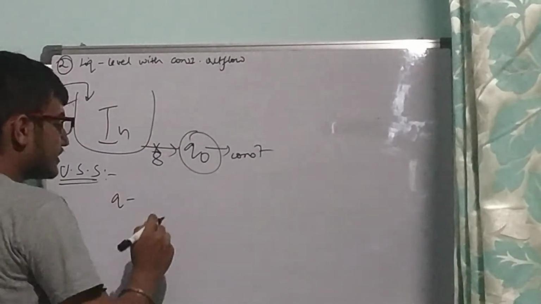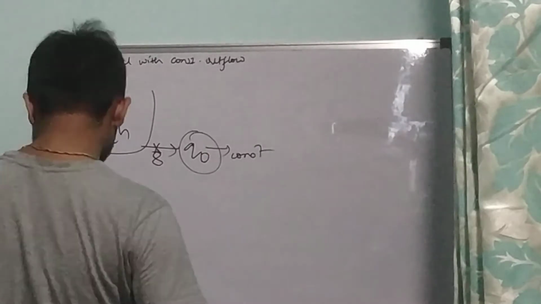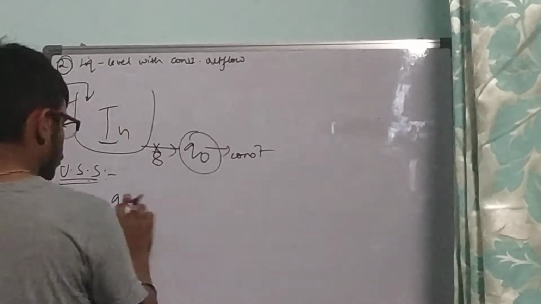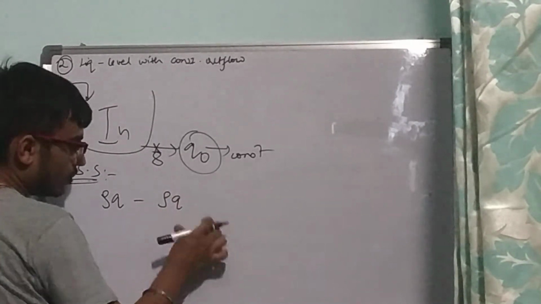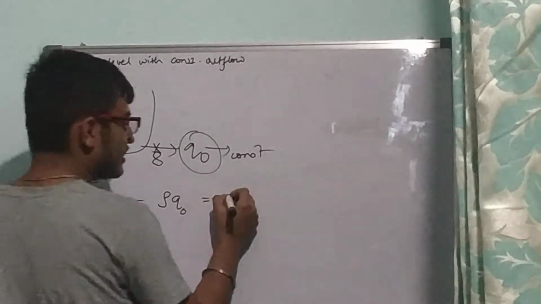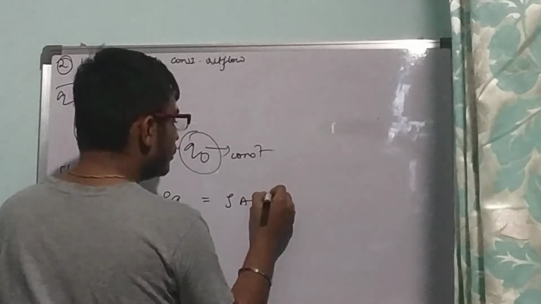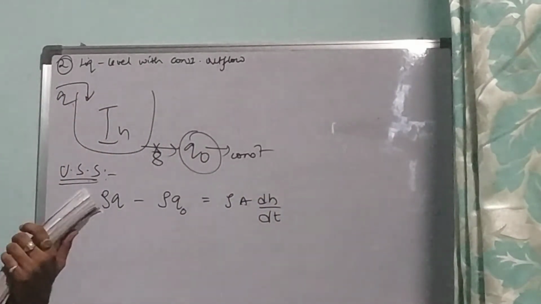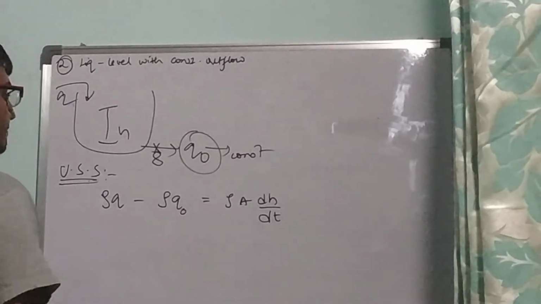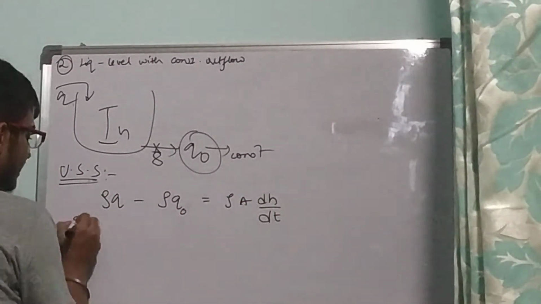Mass inlet minus outlet: rho Q minus rho Q naught, inlet minus outlet, is equal to accumulation, rho into A into dH by dt. Rho A H is density into volume, and volume is area into height. Right. And the steady state case.